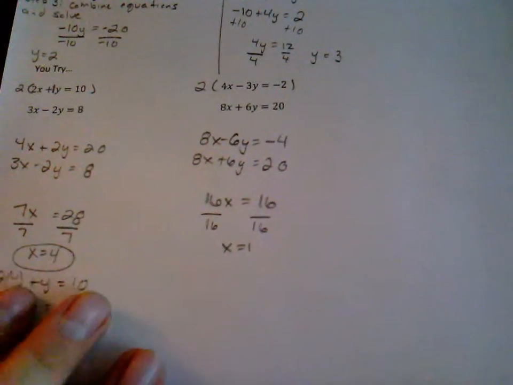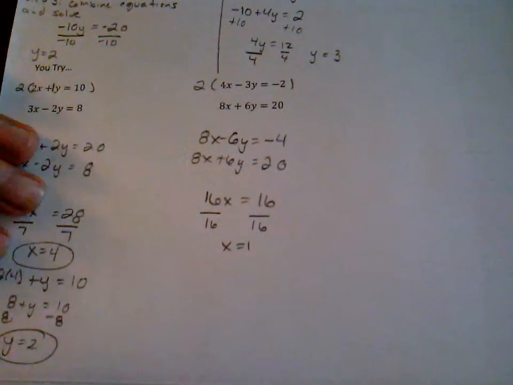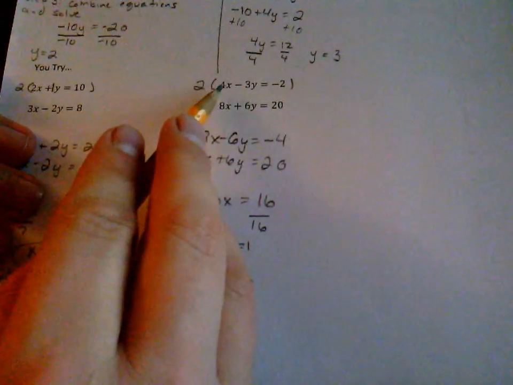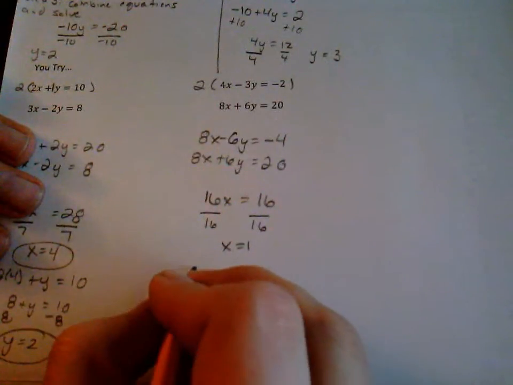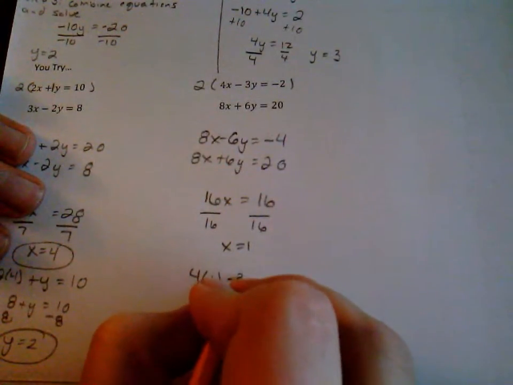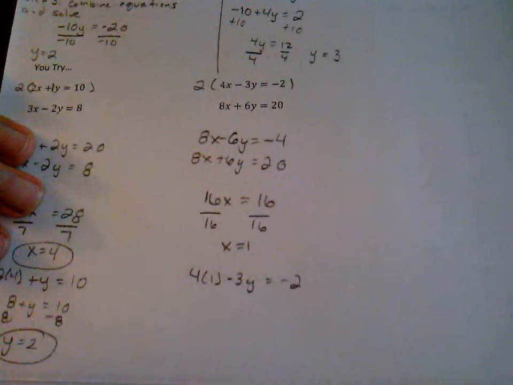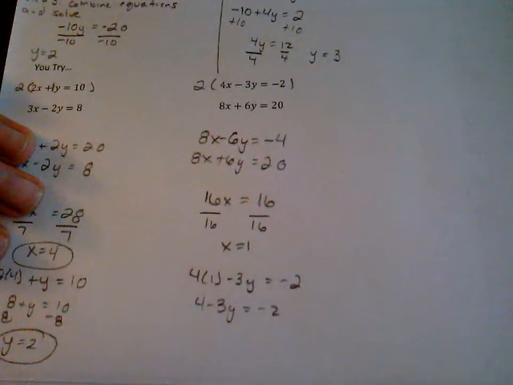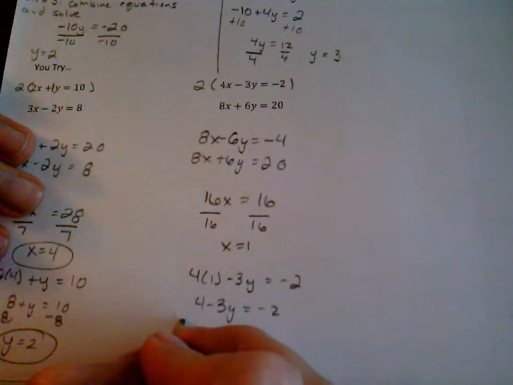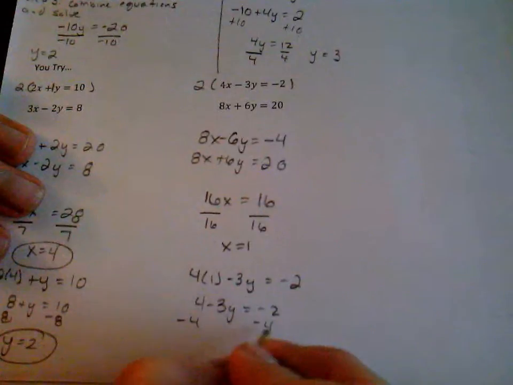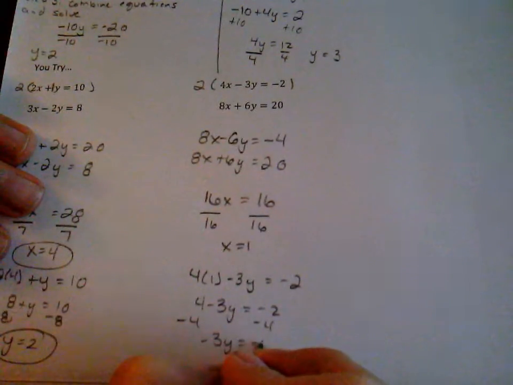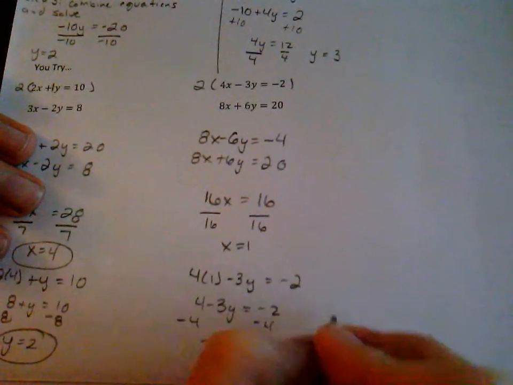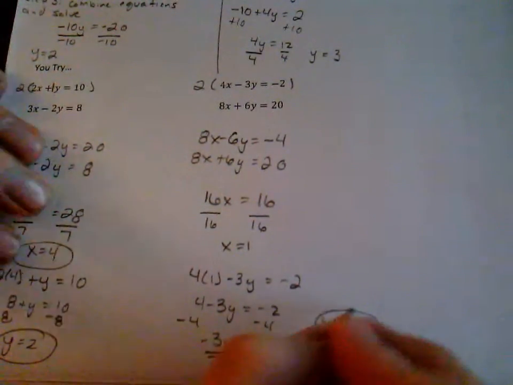Now, once you've done that, go back, plug it in. For x, it becomes 4 times 1 minus 3y equals negative 2. Or 4 minus 3y equals negative 2. Solve. Negative 4 minus 4. Negative 3y equals negative 6. Divided by negative 3. Y gives you 2.